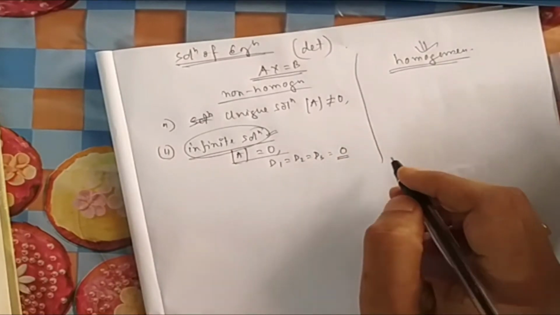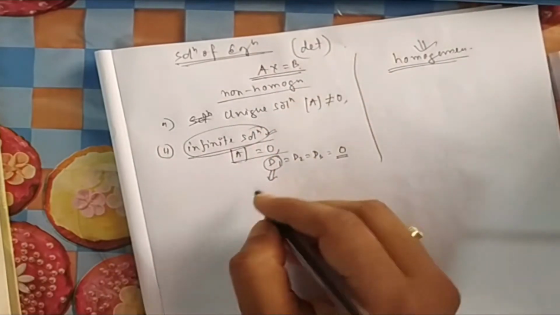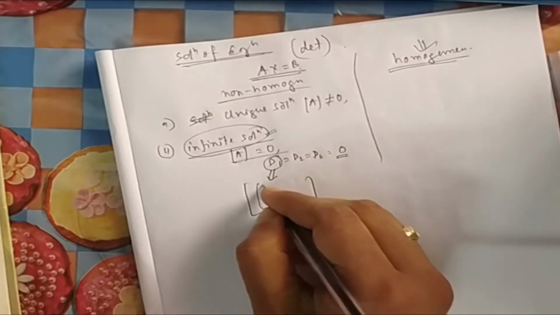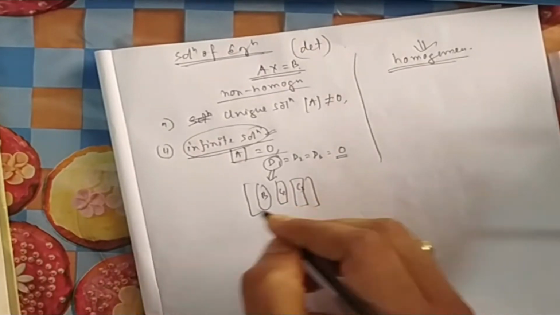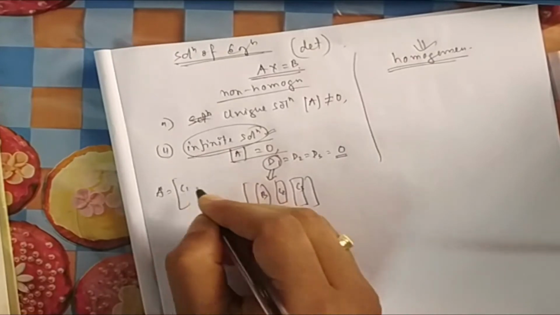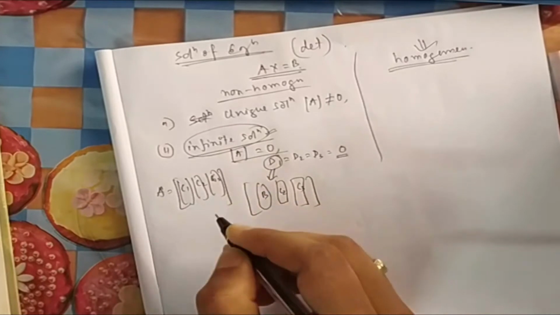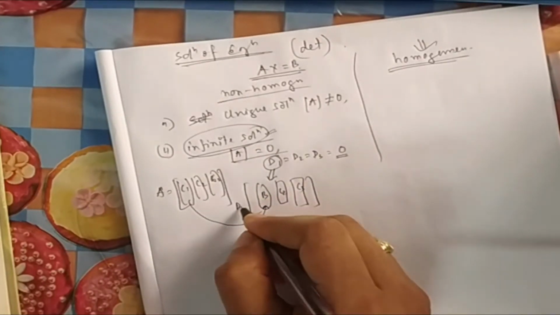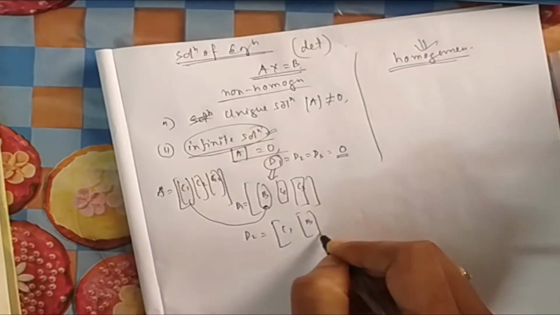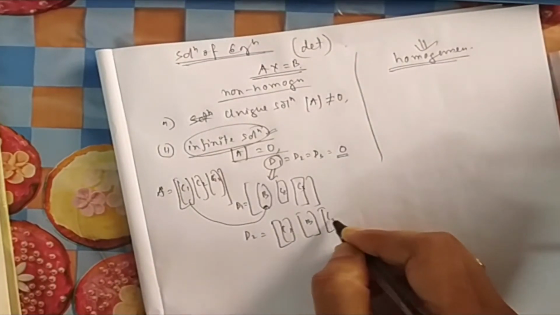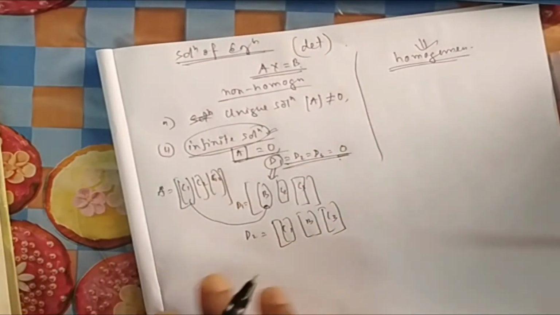Now what are D1, D2, D3? D1 means you will replace the first column with B. So you will write B here. The rest of the columns will be the same. Suppose A has 3 columns, C1, C2, C3. I am talking about 3 cross 3. You will replace C1 by B, then it becomes D1. What will be D2? You replace C2 by B, then it becomes D2. If all these are 0 along with determinant A 0, then it is an infinite solution.